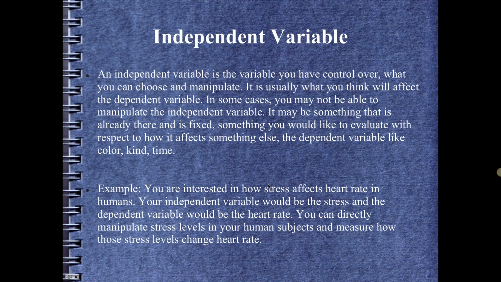But look at this example. You're interested in how stress affects heart rate in humans. Your independent variable would be the stress, and the dependent variable would be the heart rate. Because we can manipulate stress levels, right? The only way that the heart rate's going to be manipulated is because I've already manipulated the stress levels.